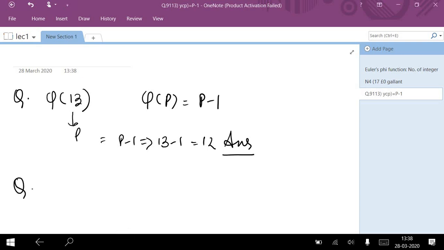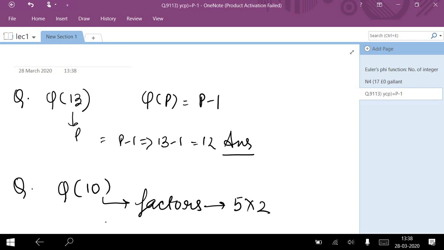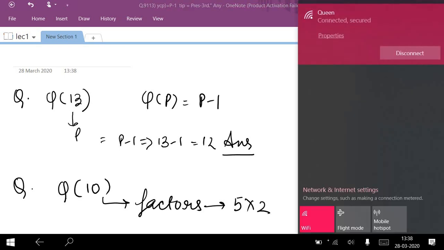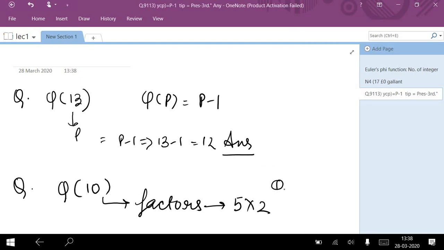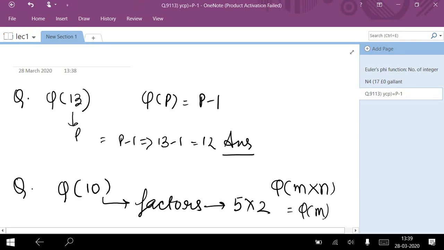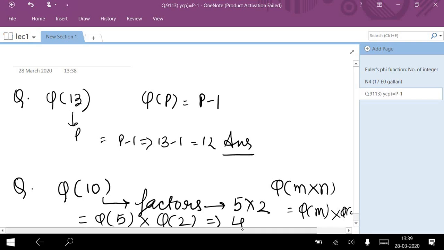Then question number 2 is phi of 10. Now 10 is not a prime number, so we have to find the factors of this. What are the factors of 10? That is 5 into 2. So by using the third formula, that is phi of m into n equal to phi of m into phi of n, in this case it will be treated as phi of 5 into phi of 2. Now what will be the answer? That is 4 into 1, and 4 is the answer.